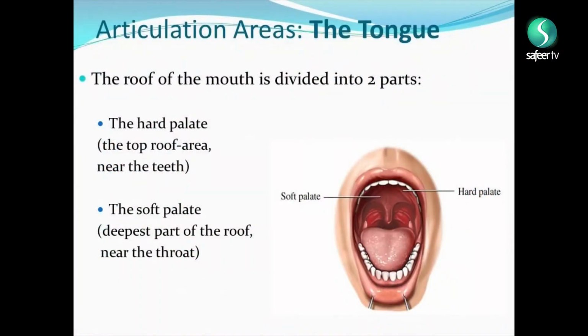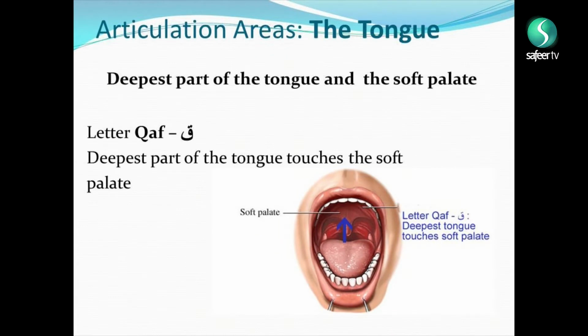What is the uvula exactly? The uvula is, as you see it, exactly on the top of our tongue, which is used for letter qaf. We call it a velar letter. The soft palate, the deepest part of the roof, is near the throat. It is the place in the mouth area which is soft. That's the reason we call it soft, and the hard palate is hard. Good. Now we go to the next slide, which is about the deepest part of the tongue and the soft palate.